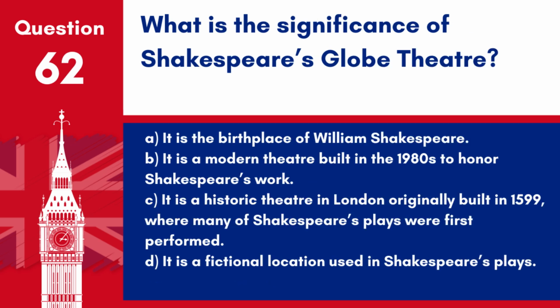Question 62. What is the significance of Shakespeare's Globe Theatre? A. It is the birthplace of William Shakespeare. B. It is a modern theatre built in the 1980s to honour Shakespeare's work. C. It is a historic theatre in London originally built in 1599, where many of Shakespeare's plays were first performed. D. It is a fictional location used in Shakespeare's plays.